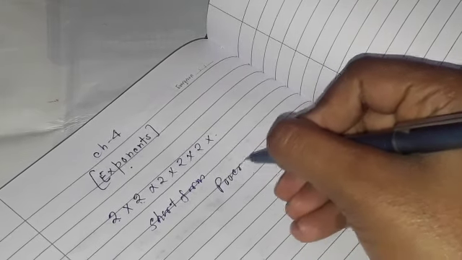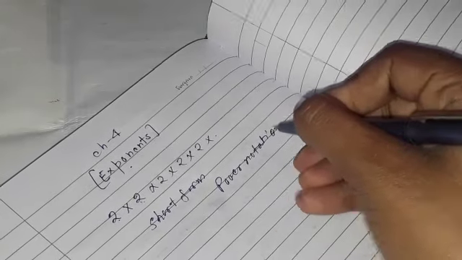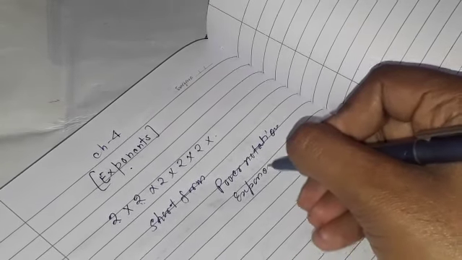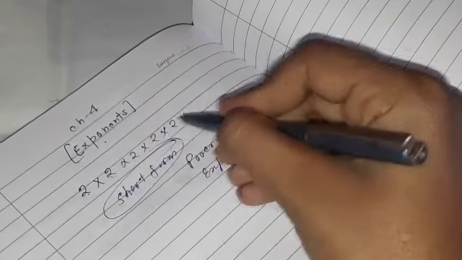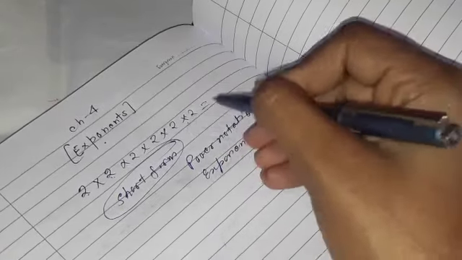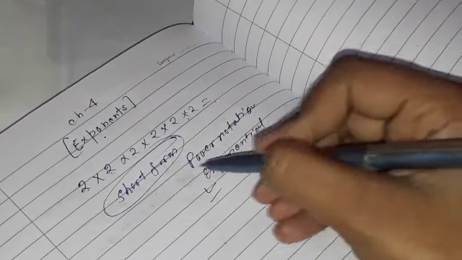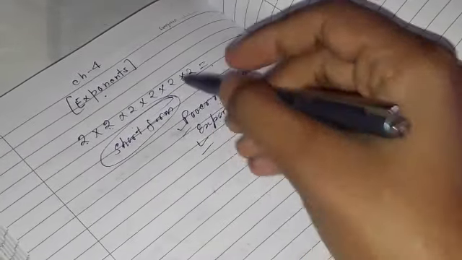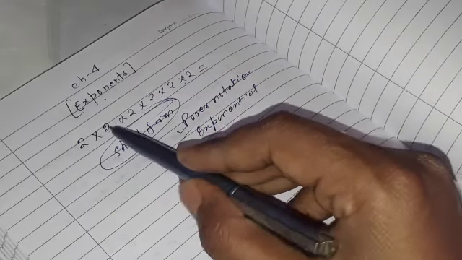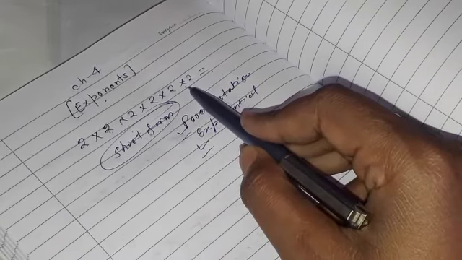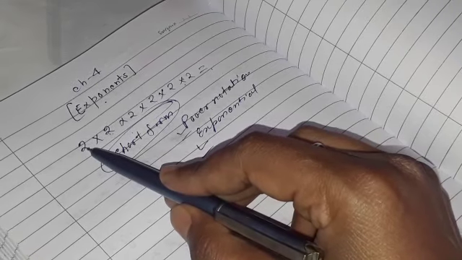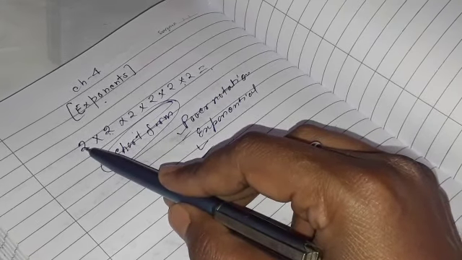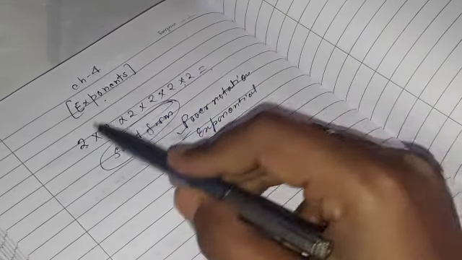What we call that is power notation or exponential. How to write that in short form is important. This time you just observe how many times you multiply the number. Your number is 2 and you multiply 2 so many times by itself.